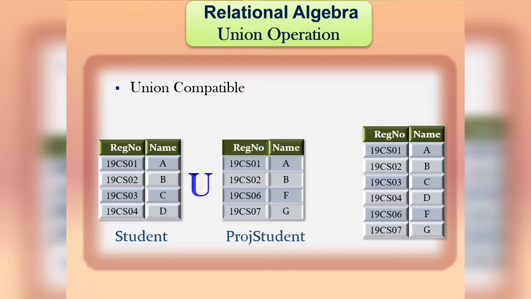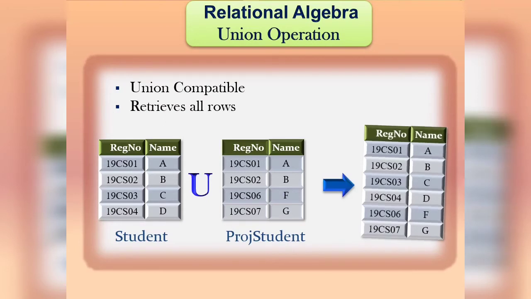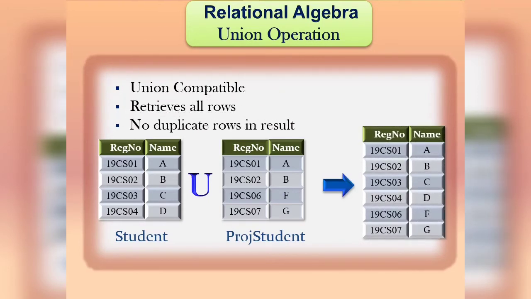Secondly, union operation retrieves all the rows from the two relations, student and project student, which is the resulting table. It needs to be noticed that the resulting table has no duplicate rows. That is, the resulting table cannot have any duplication. This is how the union operation is performed.